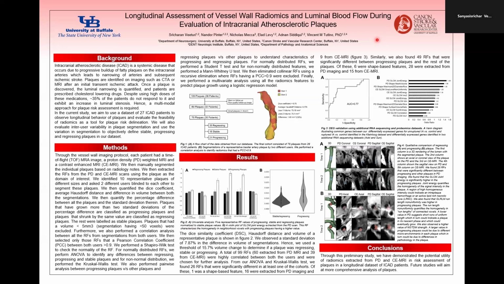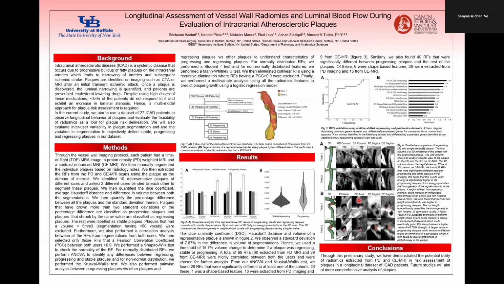We then eliminated all the collinear features, and used a subset of those features to build a logistic regression model. The model performed fairly well with an AUC of 0.77, and these are the odds ratios of all the radiomics features used to build the model.